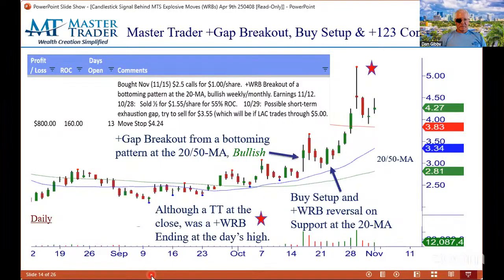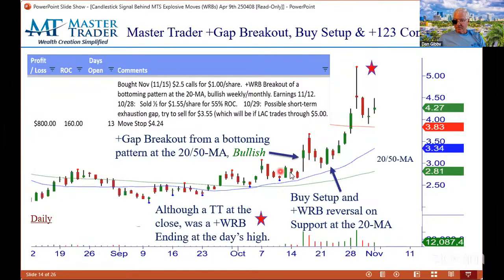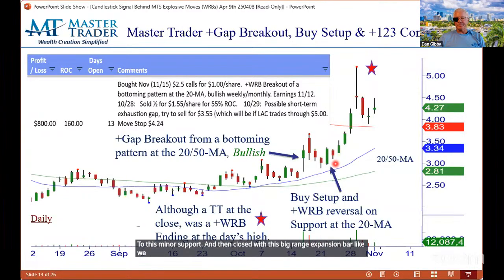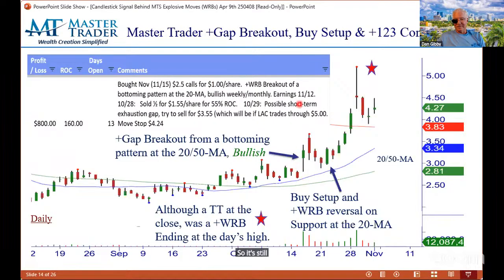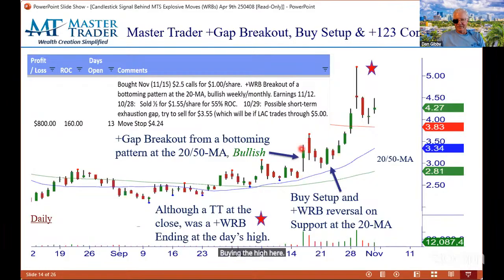Johnny, where are my bars here? Well, this one could have started my attention gathering, but let's go right to here because it's the biggest bar in this whole chart. It gapped up, came deep to this minor support, and then closed with this big range expansion bar like we defined earlier. So it's still a power bar, but it's whippy and it broke out, and there's really no good entry for me here. Buying the high here, stop there. I wanted it to settle down and give me a better pattern.